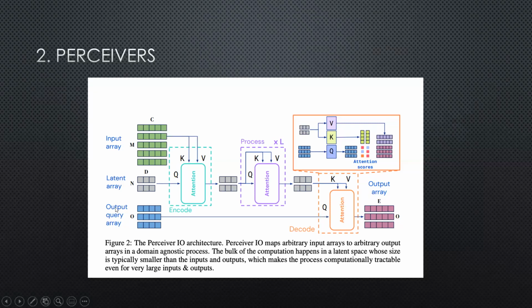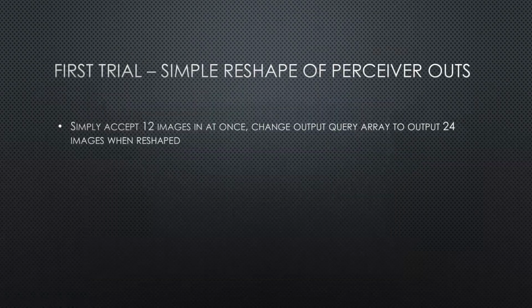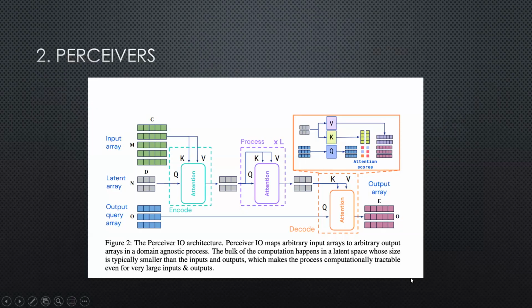So I just changed this so that it would output 24. It would output a tensor of 24 images, and all you have to do is reshape the output in order to get those 24 images. That was my first attempt, essentially. Just plug in everything at once so it can get all the relationships between the images at once, do its processing in the latent space, which is this section over here, and create an output for those 24 images. Very basic implementation, very vanilla.